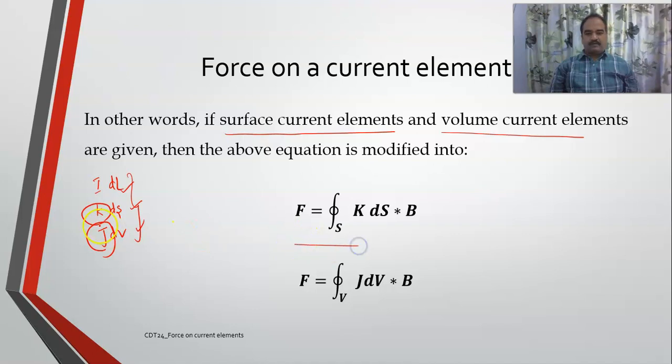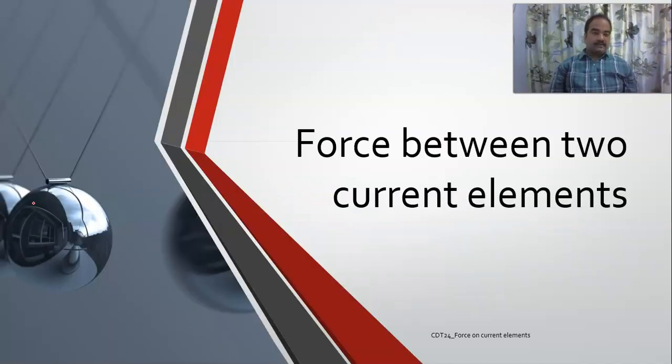So if you have been given this particular K value, surface current, then you need to integrate it over the entire surface. If you have been given volume current, then you need to integrate it over the entire volume. So this is force on the current element, whether it is a surface current element or a volume current element or like linear current elements. These are the equations.